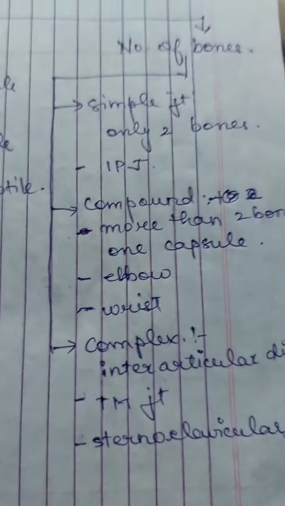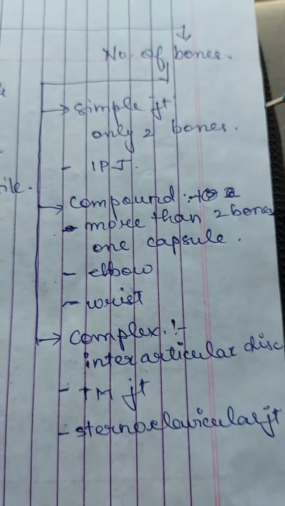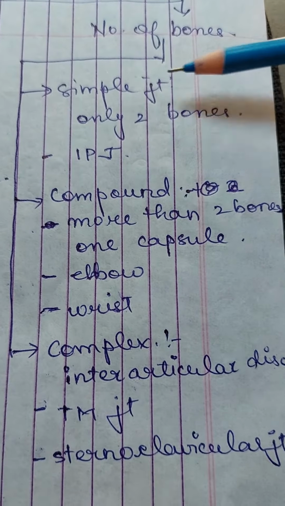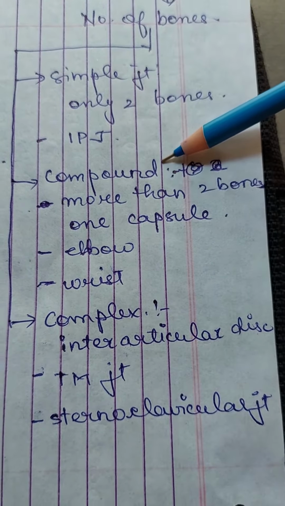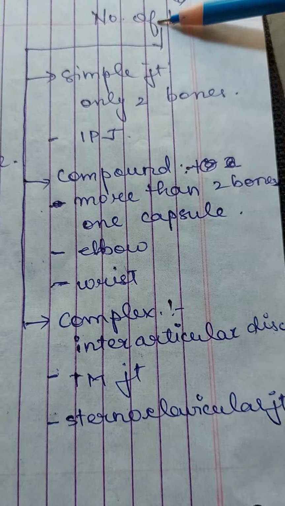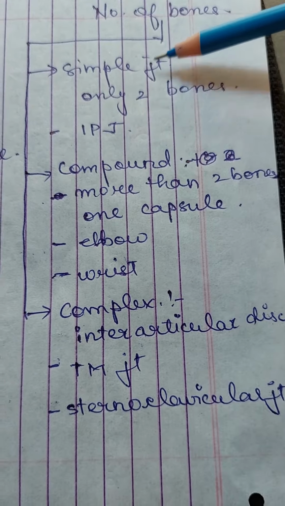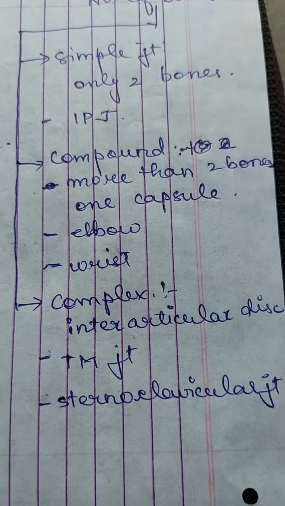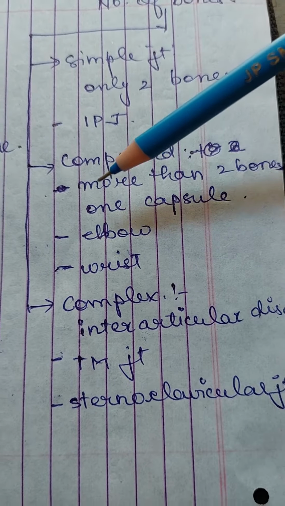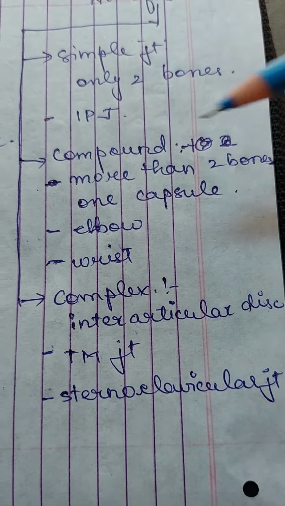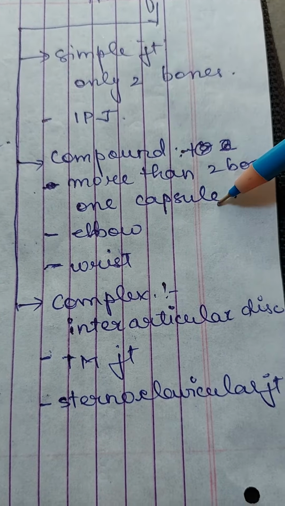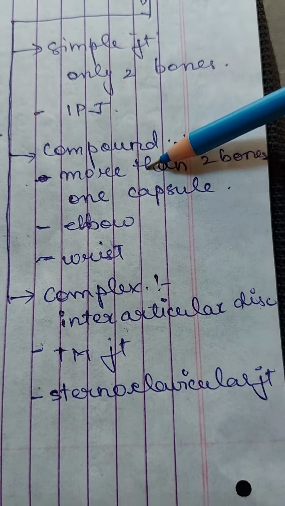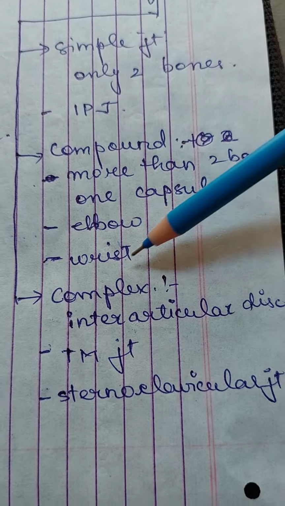Coming to the number of bones taking part in the articulation, we have simple joint, compound joint, and complex joint. The simple joint has only two bones, like the interphalangeal joints, just two bones coming together and forming a joint. Compound joints means it has more than two bones taking part in it. It has one capsule, more than two bones and a capsule. So that would be your elbow joint and the wrist joint.